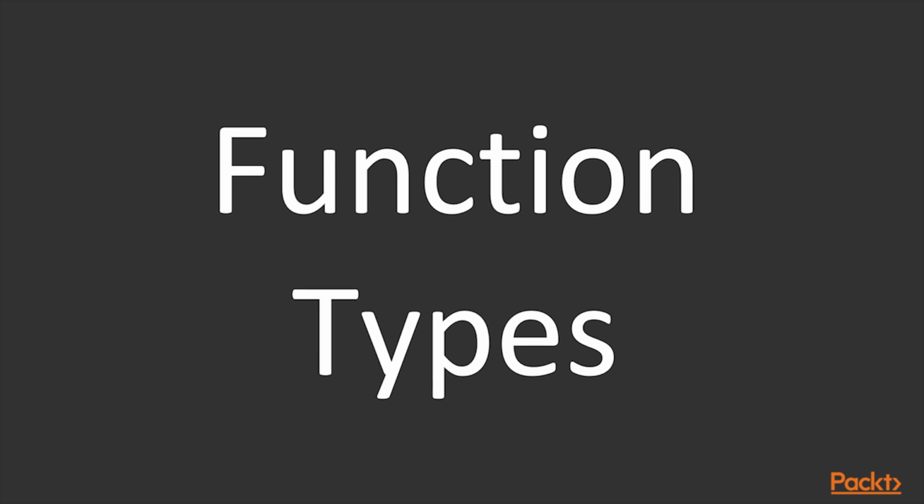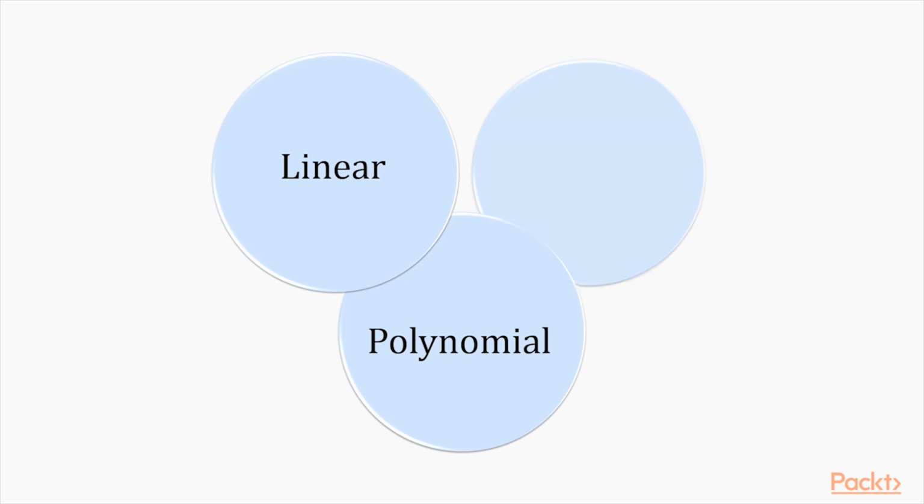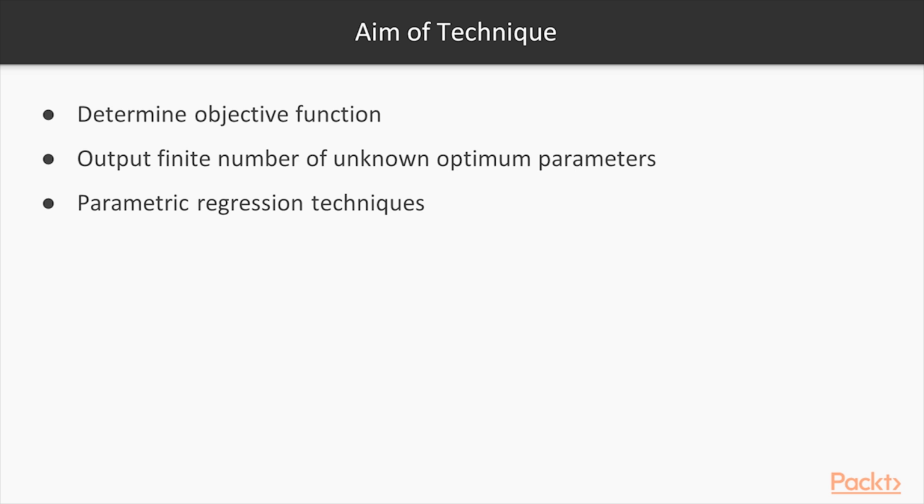There are a large number of function types available to help us model our current data, the most common example being the linear, polynomial, and exponential. These techniques will aim to determine an objective function, which in our case will output a finite number of unknown optimum parameters of the function, called parametric regression techniques.